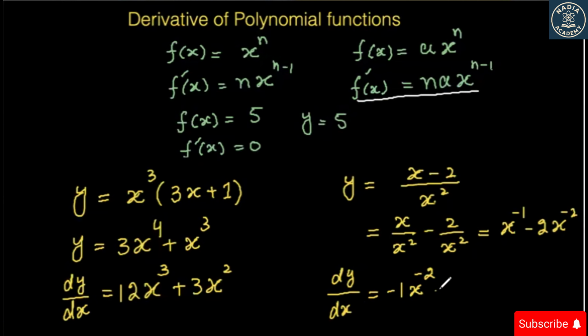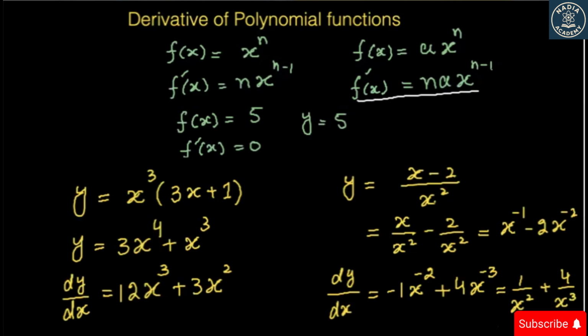Then the next one here will turn into positive 4, because we have a negative 2 and we multiply it with the negative 2, because this power will become the coefficient. So it will multiply with this coefficient negative 2, and the answer is positive 4. And here for x power, you need to reduce the power by 1, so from negative 2 to negative 3. So this is the answer. You can also write it as 1 over x square plus 4 over x power 3.